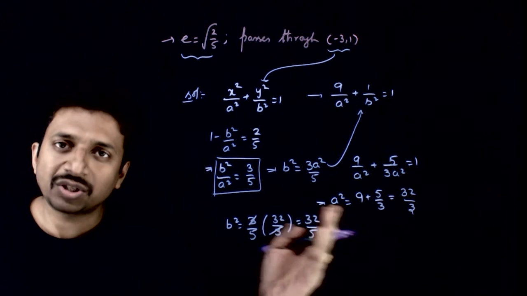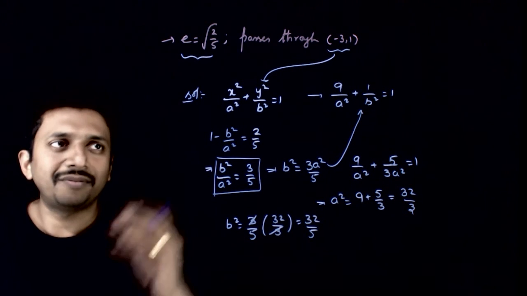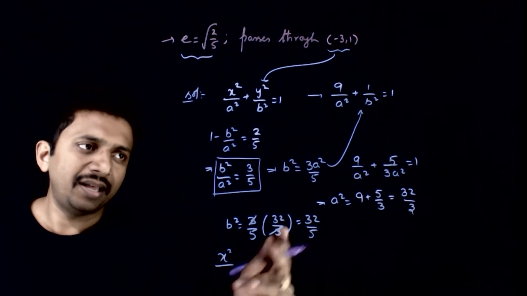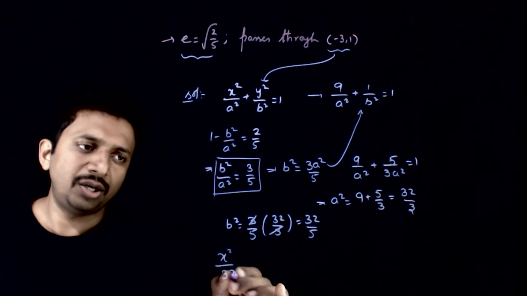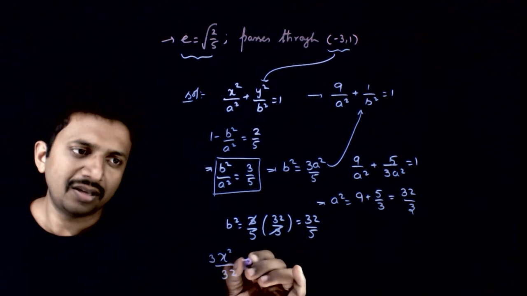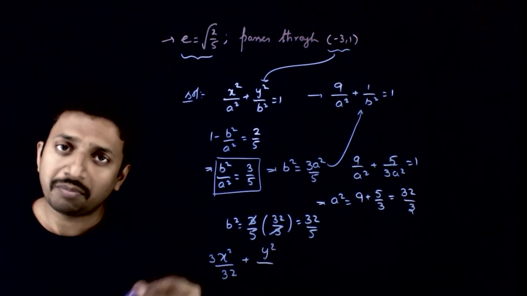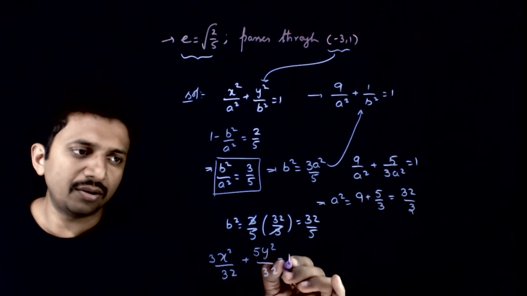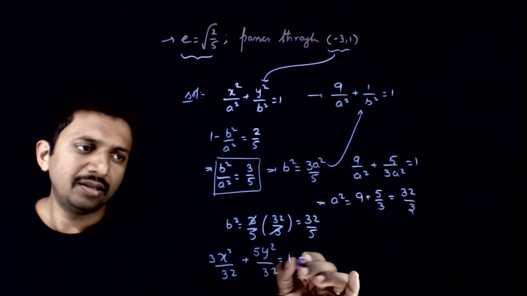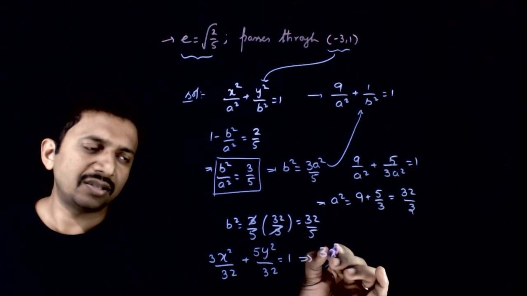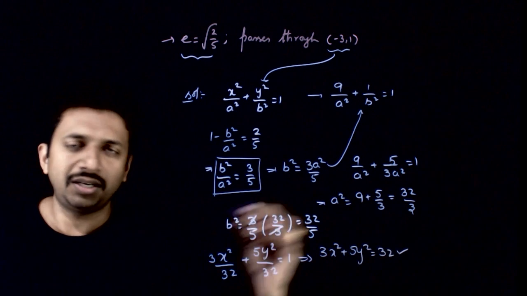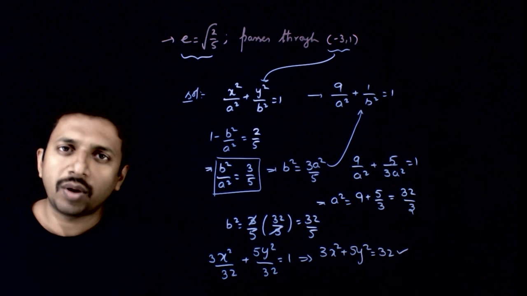So once you have a² and b², you can find the equation by just substituting this. So x²/(32/3) + y²/(32/5) = 1. So effectively the equation is 3x² + 5y² = 32. So this is the required ellipse.